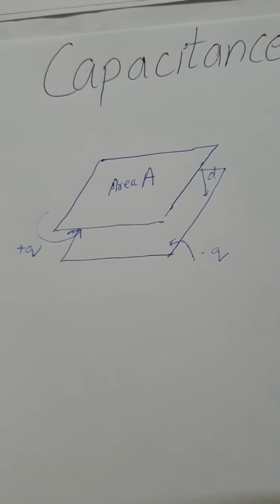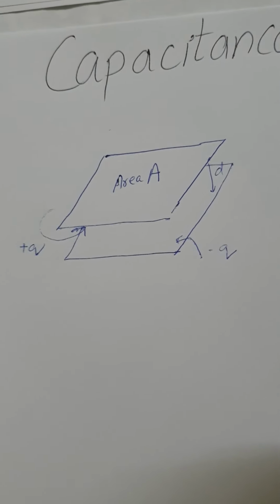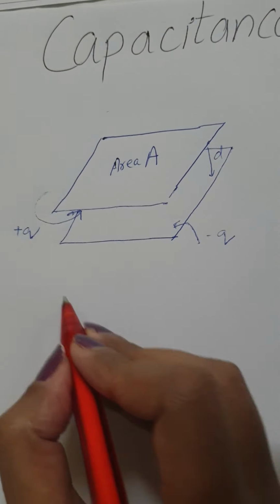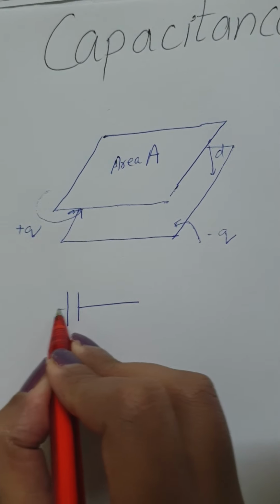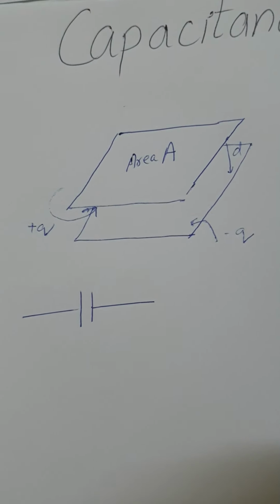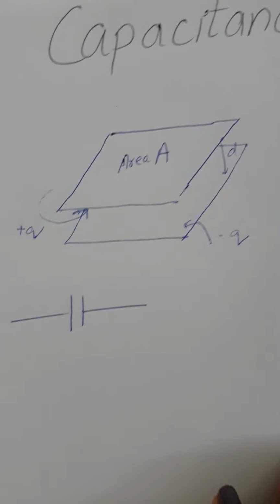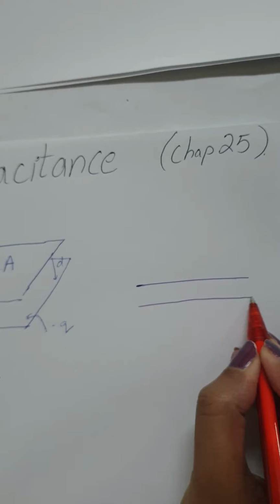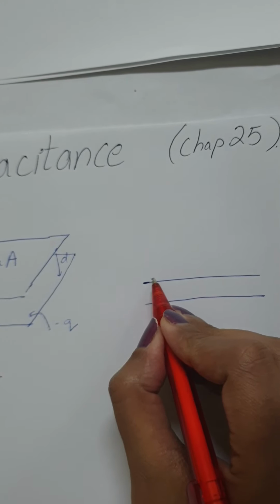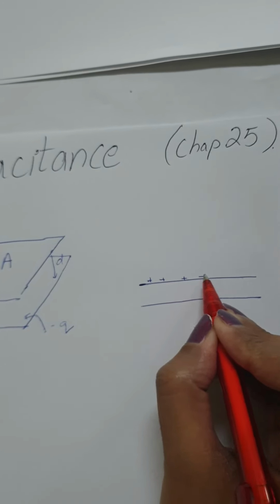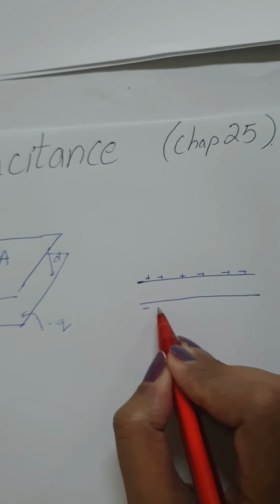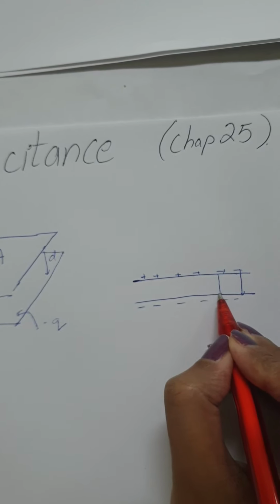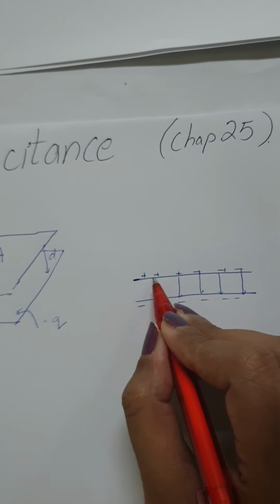The symbol used for the presence of a capacitor in a circuit is also based on the parallel plate configuration and used for all the geometries. This is the symbol. You can also draw it in this form. This is the positive charge plate and this is the negative charge plate. Field lines travel from the positive towards the negative plate.